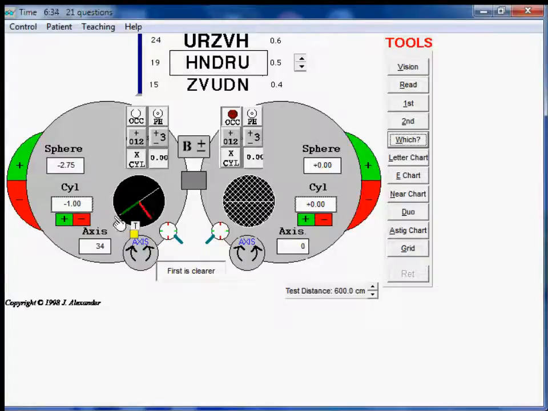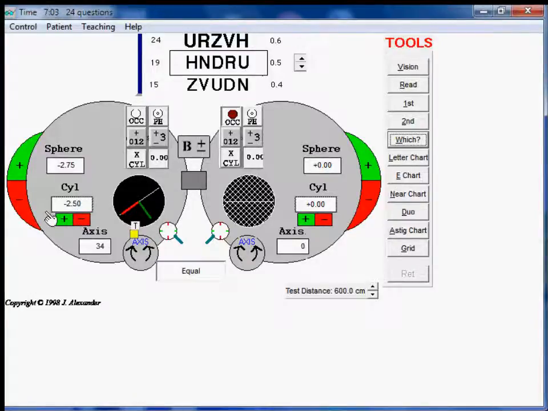First is clearer again. You need more negative. So try minus 1.25. Again, the negative is clearer. Add another minus 0.5. Okay, again. Okay, so here we have a completed Cyl diopter.